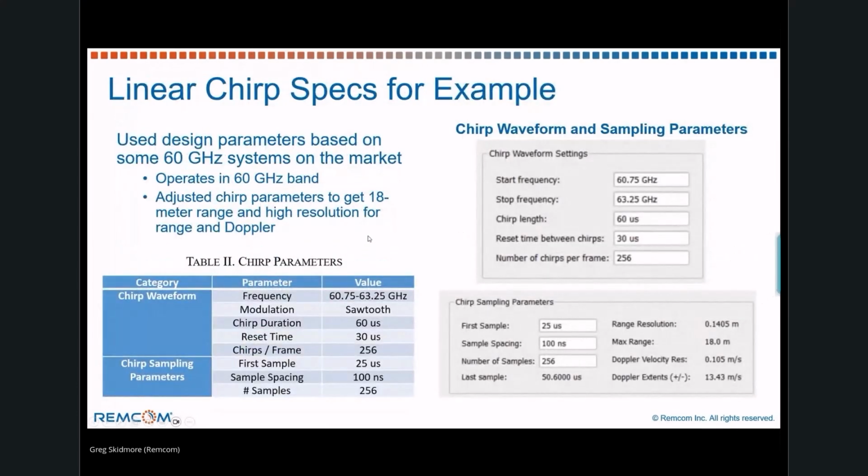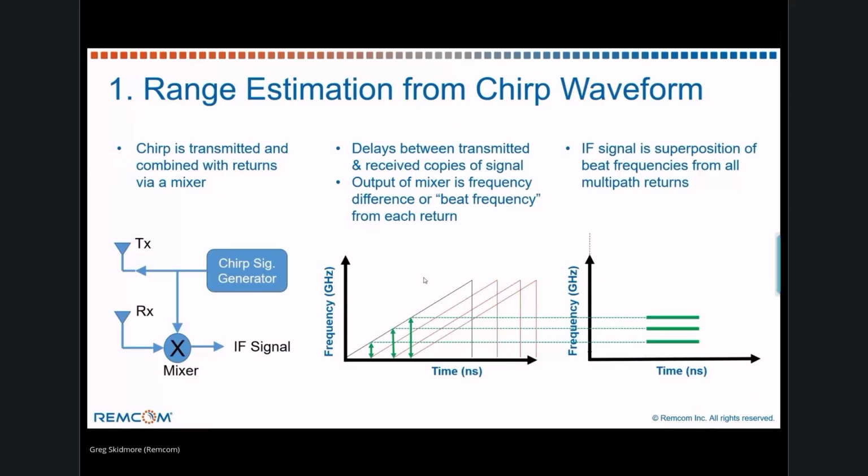This is an example just of some of the specifications for this one. We have about a 2.5 gigahertz bandwidth on this, the sawtooth chirp that we talked about. You can see some things about chirp durations, 256 chirps per frame, some of the sampling information. So all of this is fed into our process, both to create the chirps for the simulations and then to post-process them afterwards to generate range Doppler.